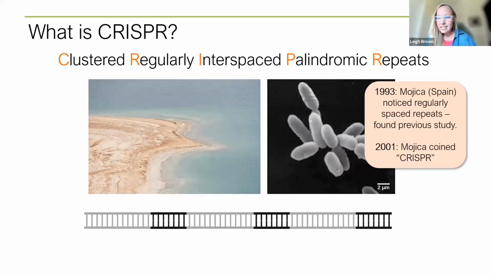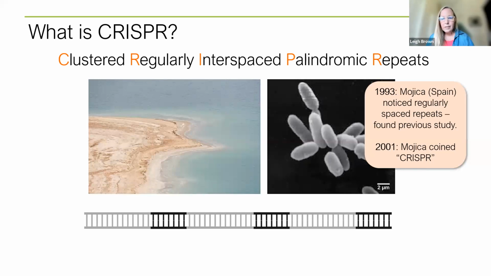Later on in the 90s, Francisco Mojica in Spain was working on his thesis on halophiles, these salt-loving archaeobacteria. And when he sequenced the DNA, he also noticed these repeats. He searched the literature, right? It wasn't as easy back then just to go in GenBank and type in repeats or whatever. So it was pretty painstakingly slow, but he did find that previous discovery by the Japanese group in E. coli. And since he found these repeats in archaeobacteria as well as in E. coli, and later we find it in a lot of other bacteria, he figured this must be pretty important, right?